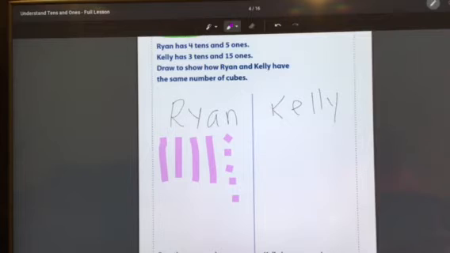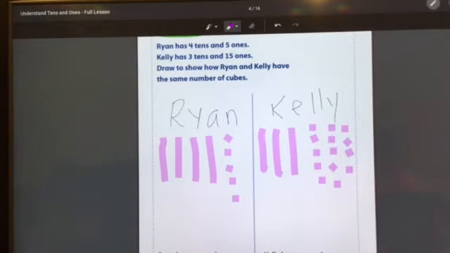Then I'm going to move on and continue reading the problem and draw what Kelly has. Kelly has 3 10s and 15 1s. So 3 10s and 15 1s. 1, 2, 3, 4, 5, 6, 7, 8, 9, 10, 11, 12, 13, 14, 15.